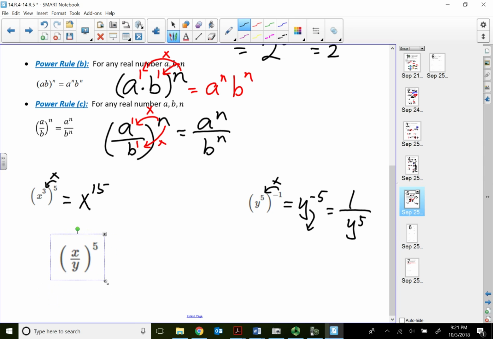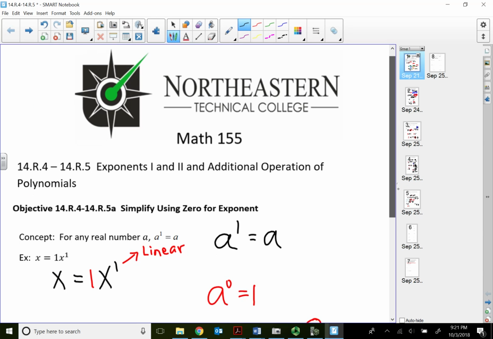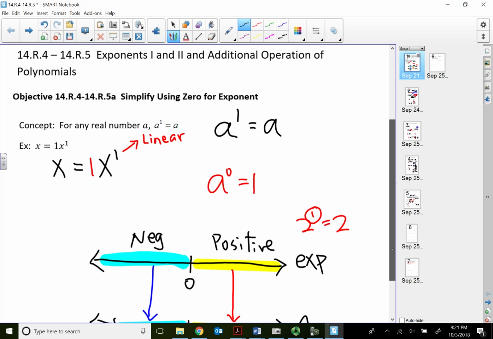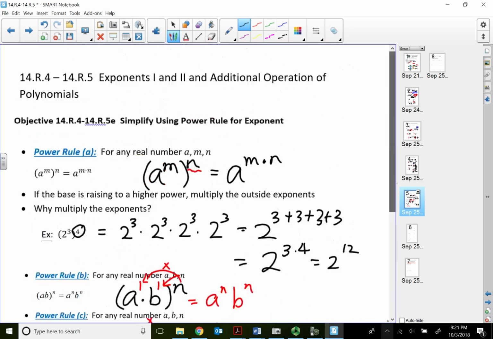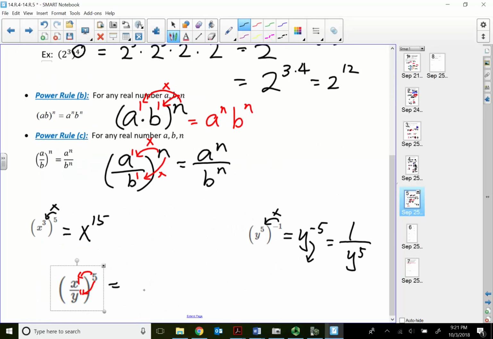In this problem, x to the first and y to the first are on the inside, both of them raised to a higher power on the outside. So my outer exponent 5 will distribute its power onto the exponents of x and y, which are 1 right now, using the 1 exponent rule that we introduced at the very beginning of the 4.4 to 4.5 integrated review. So my answer has to be x to the 5th over y to the 5th.